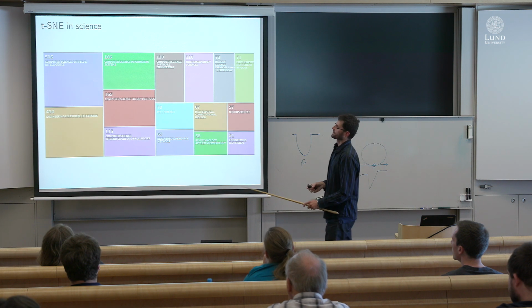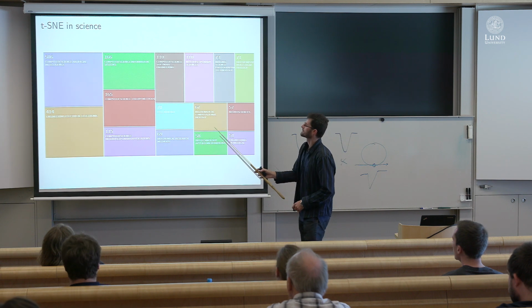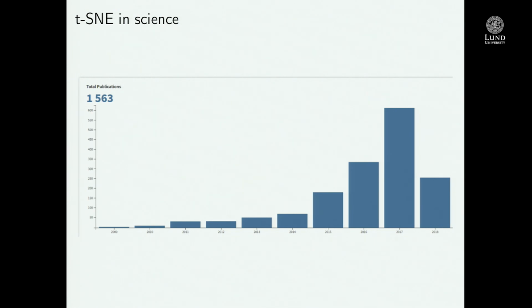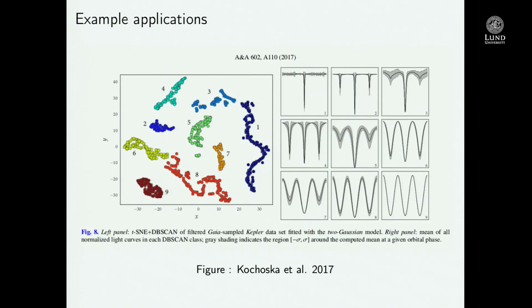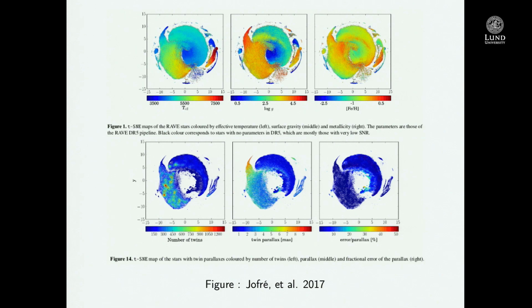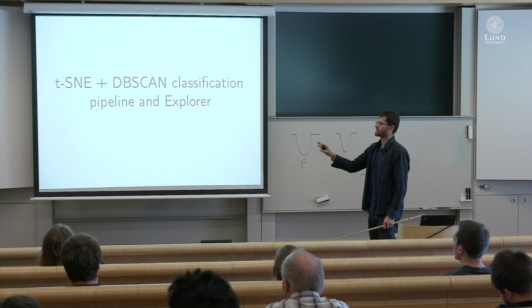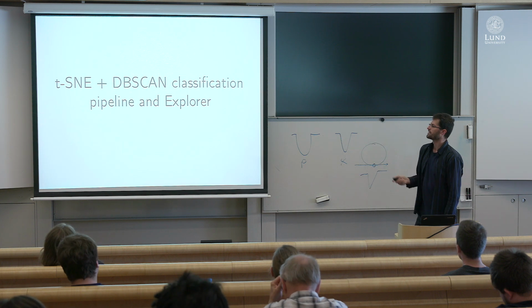As we look at the publications made using t-SNE in science, most of them are in computer science, or also medical and biomedical research. Astronomy also comes later somewhere in that list. It's growing, of course, over the years. These are some of the applications that have already been done with t-SNE in astronomy, but I will just skip those because I'm running out of time. And I will tell you how we use this method to classify our spectra.